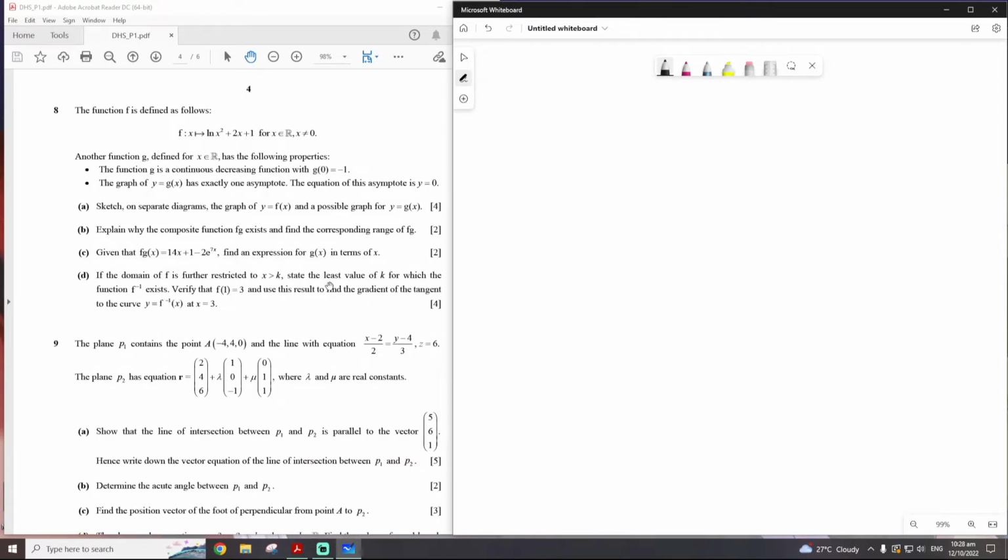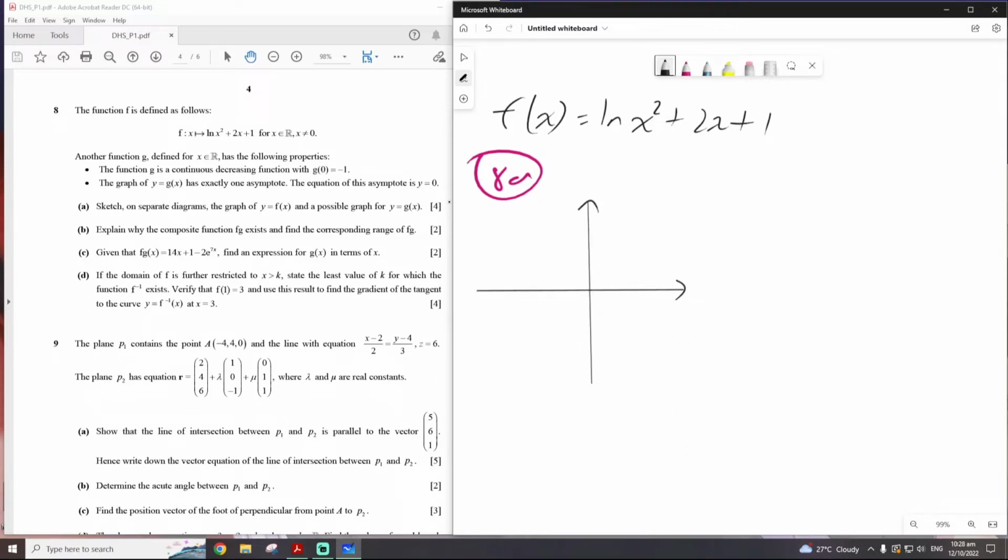Question 8, functions. We have a function f defined by f of x equals ln(x^2 + 2x + 1). We also have g here, which has some properties. We'll get to that in a bit. For 8a, we're going to sketch y equals f of x. Of course, you can use your GC to perform this sketch. It's not a standard graph, so please use a GC.